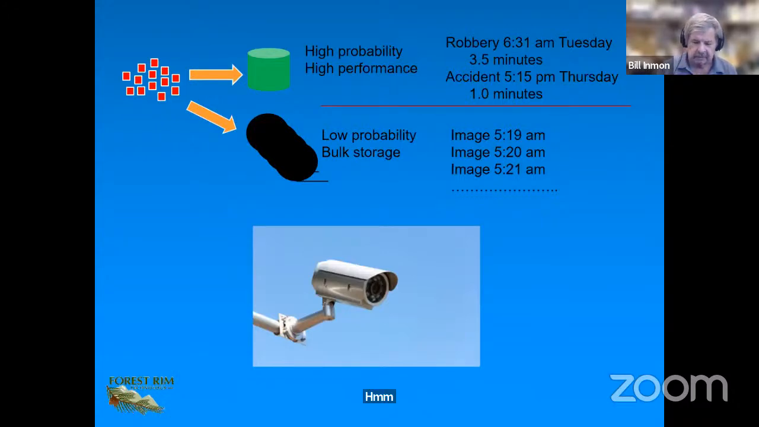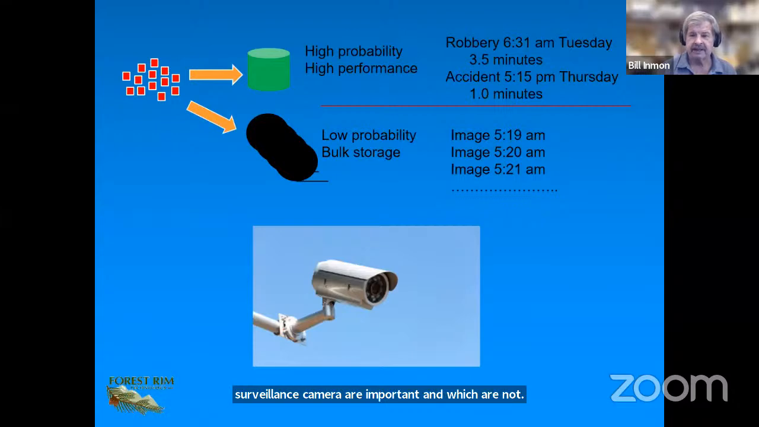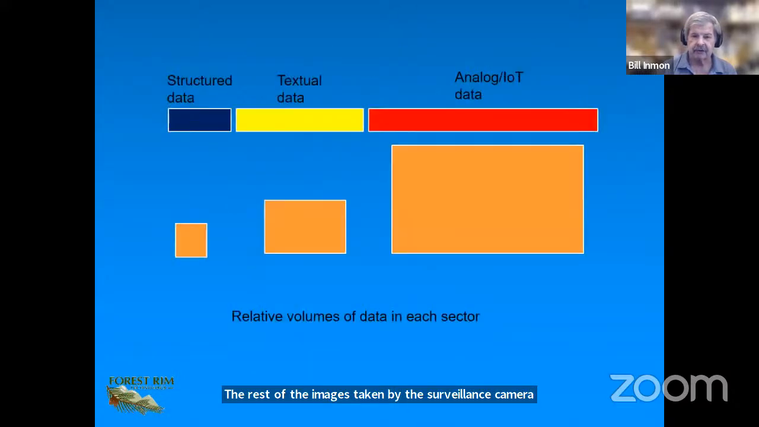As we said before, think about a surveillance camera and about which images from the surveillance camera are important and which are not. We had a robbery at 6:31 a.m. on Tuesday, and we had 3.5 minutes of interesting information. We had an accident at 5:15 p.m. on a Thursday, and we had 1 minute of information that was useful. The rest of the images taken by the surveillance camera are in fact not useful.